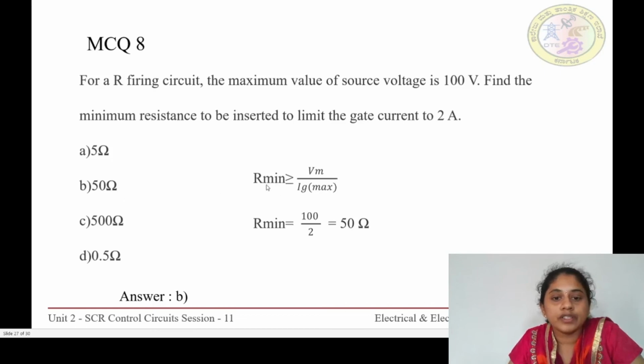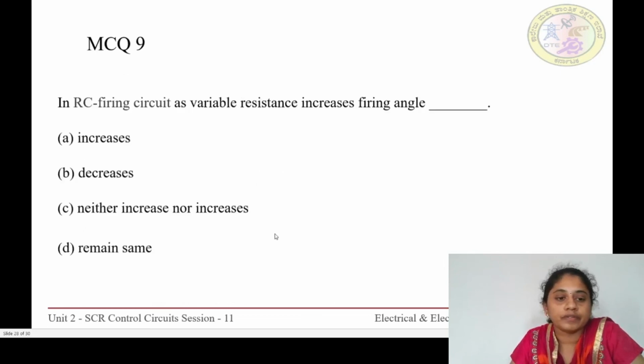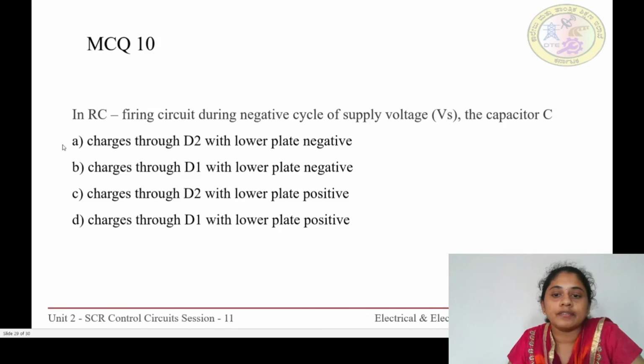You can see here the equation, R min should be greater than or equal to Vm divided by Ig. Here Vm they have given, it is 100 volts, and Ig is 2 amps. So the answer is 50. Now, next question. In RC firing circuit, as variable resistance increases, the firing angle, as I already told, please remember, as the resistance increases, the firing angle also increases. So the answer is A.